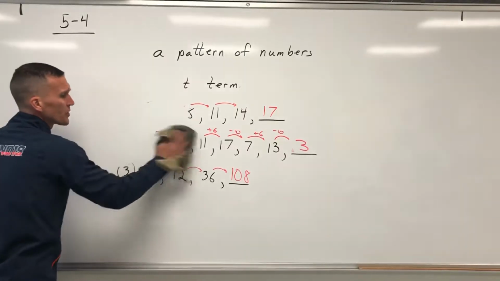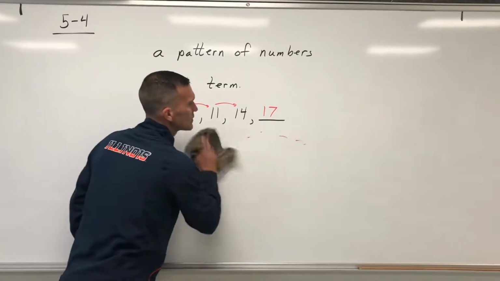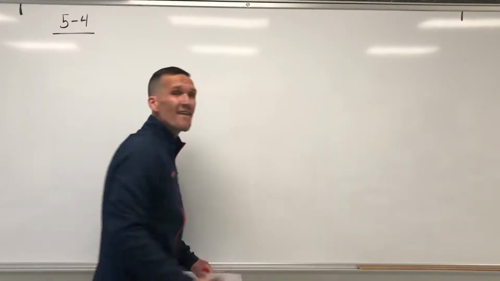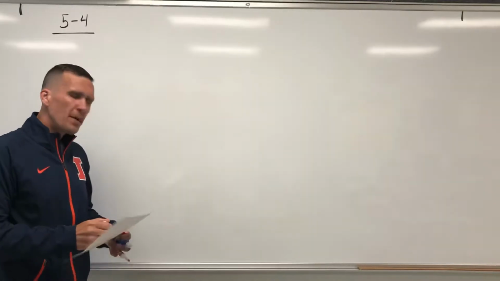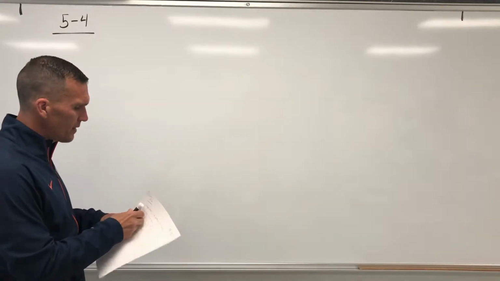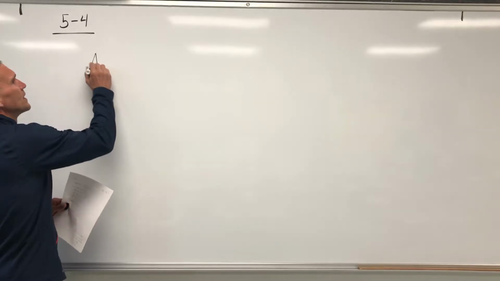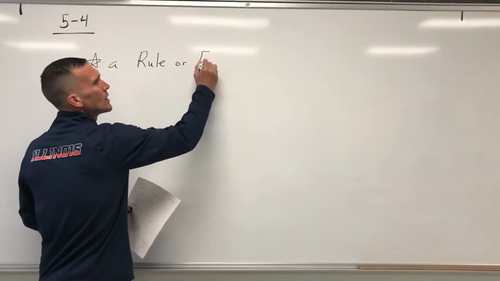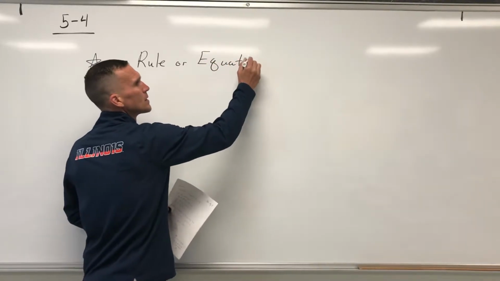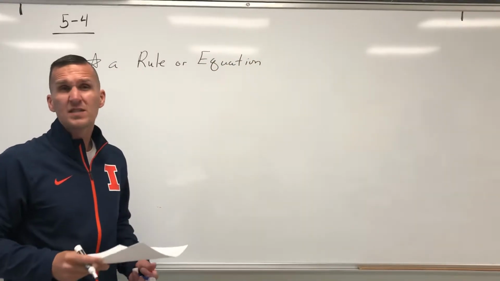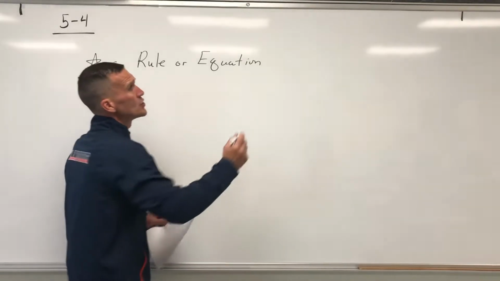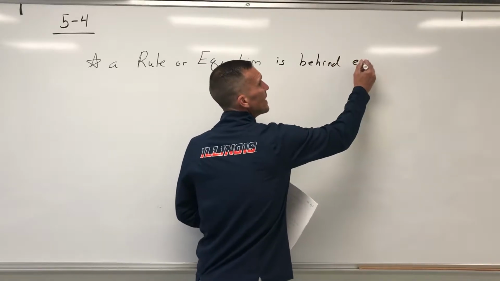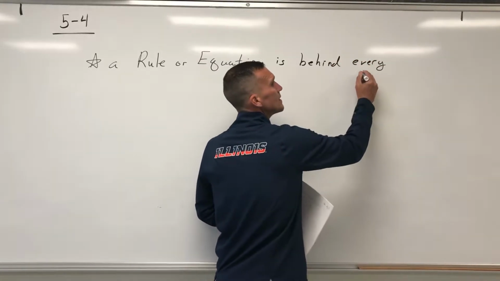So the next thing that you're going to write down in your notes is you're going to say what is behind every sequence. So you can maybe put a star. This is kind of an important thing. It's over there on your margin. And you say a rule or equation. They mean the same thing. The rule is the equation. A rule or equation is behind every sequence.